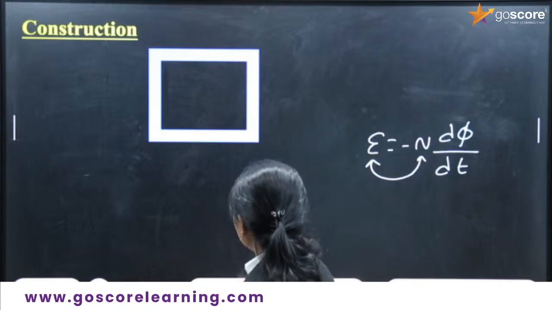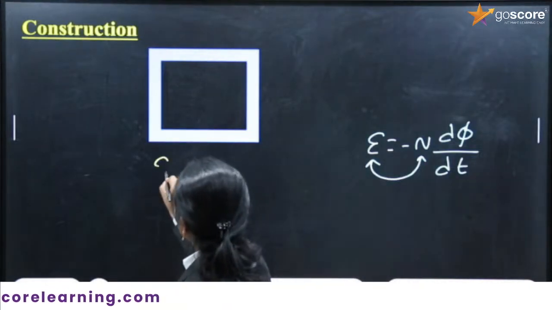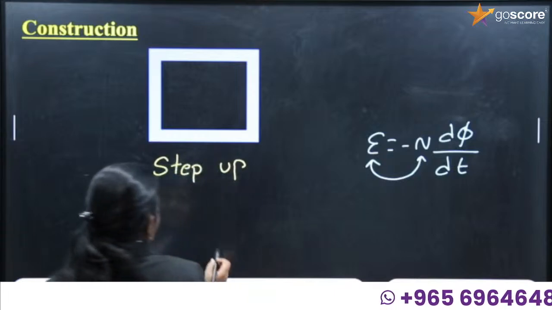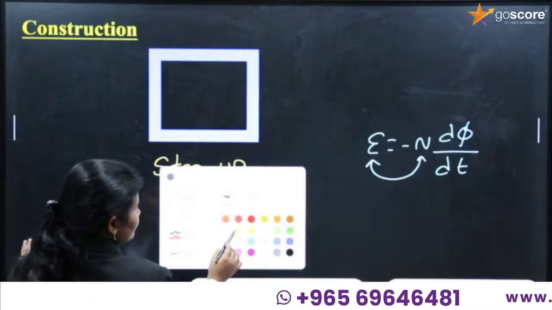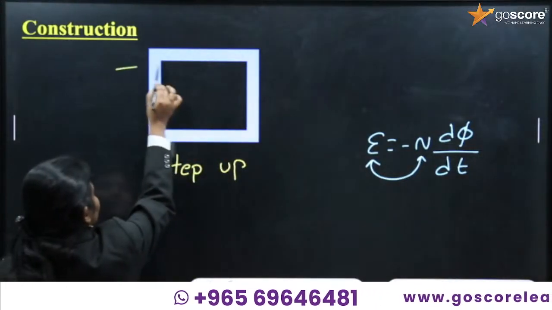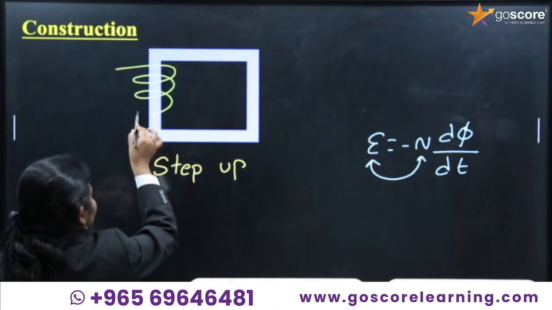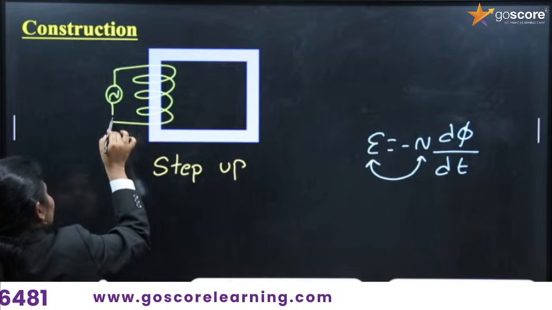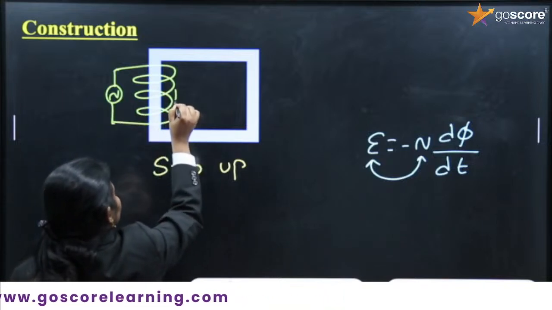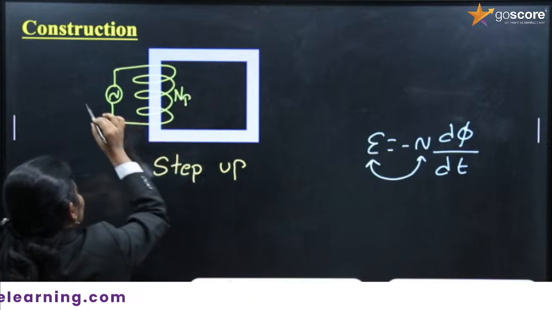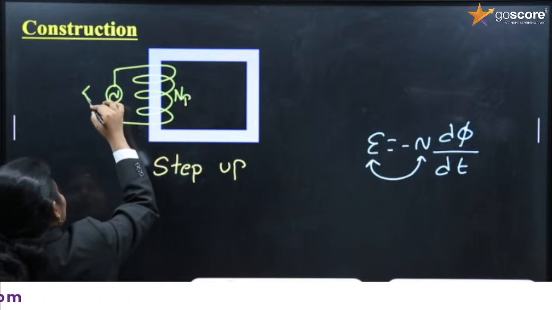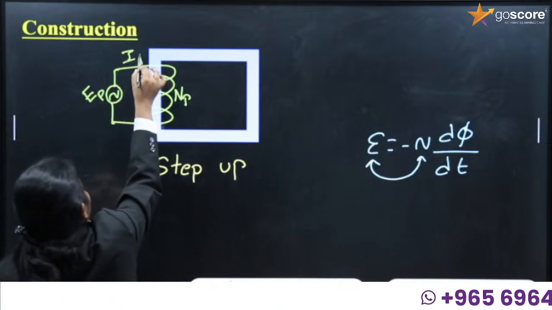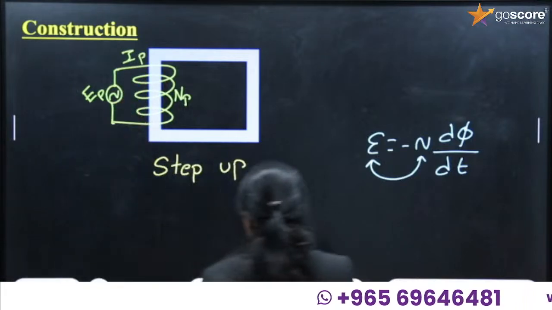First of all, I am considering it is a step up transformer. What is the step up transformer condition? I am considering this a primary winding, and I am giving supply here. So here the number of turns is NP. It is EP, the primary voltage. Here we are getting the primary current.